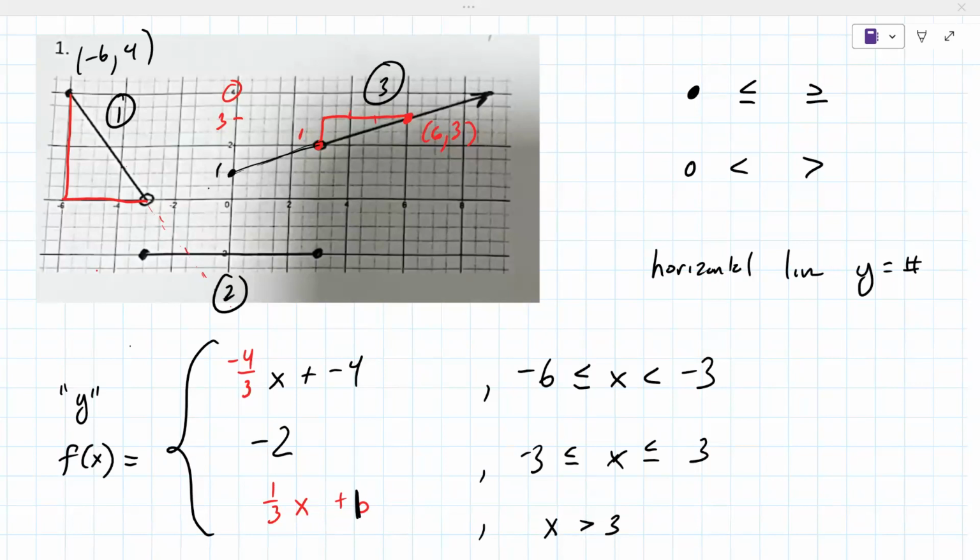So did we even need to solve the first one, really? Why didn't we solve the second one then? It was a horizontal line. Horizontal lines are always y equals a number. Oh, okay.